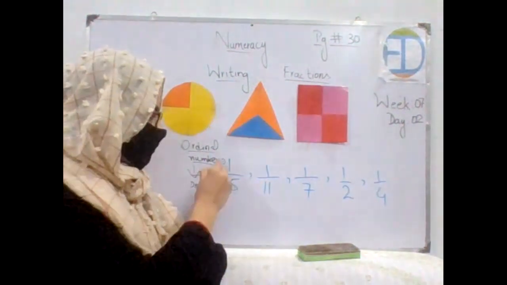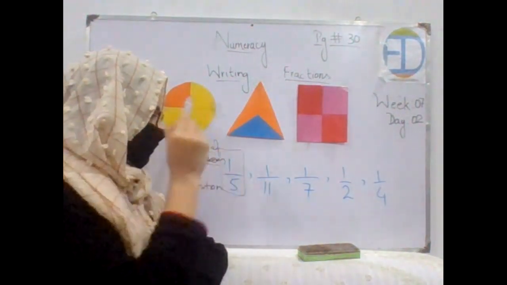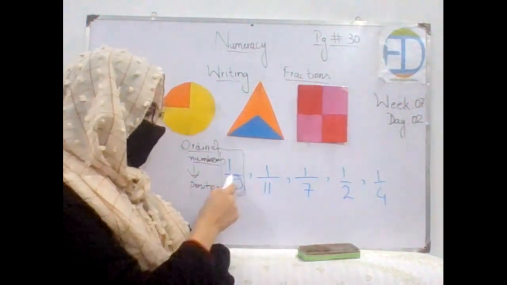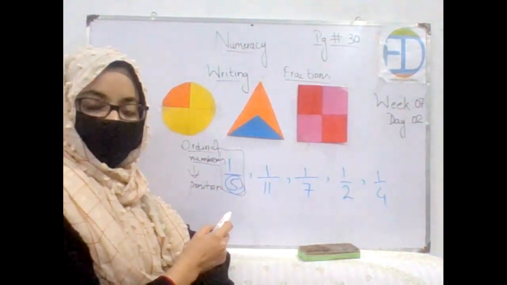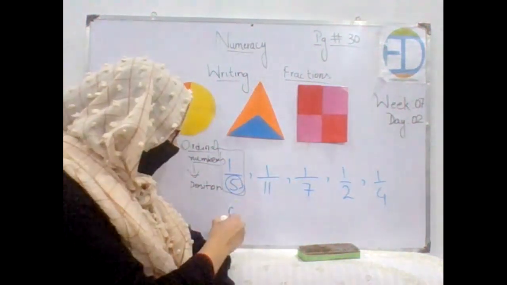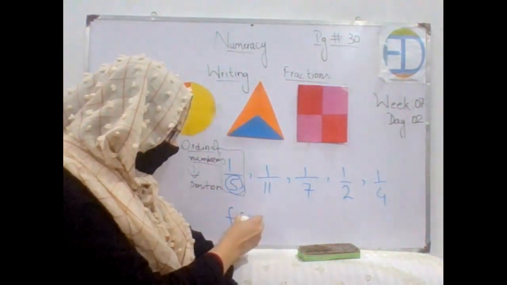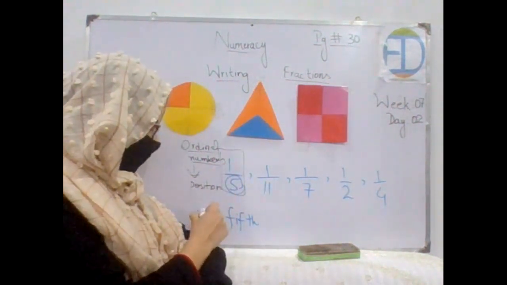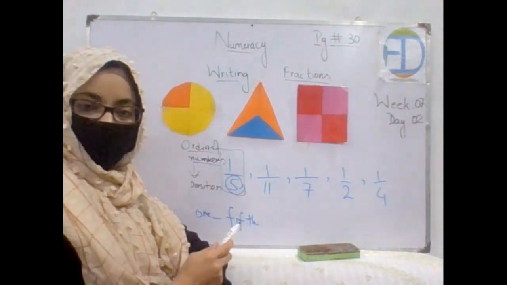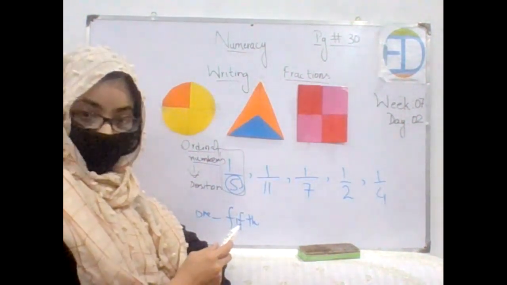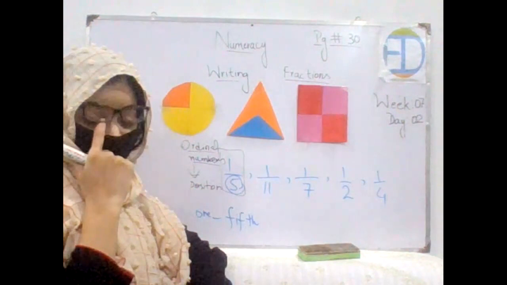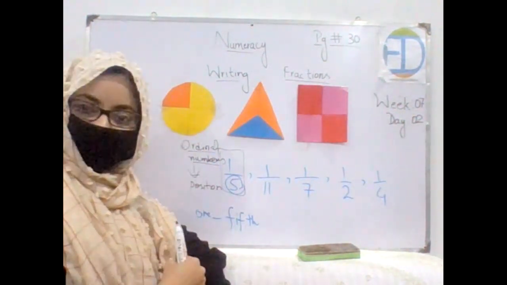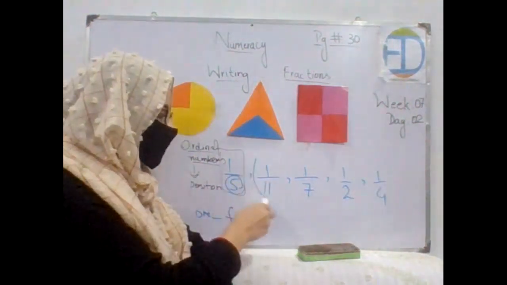Okay. Now look at this first one. Tell me, what is the ordinal number name for this number? How do we call it? Fifth. Very well done. And what will we do for this? We will attach 1 before it, right? So the number has become 1/5, right? And what are the other ways of calling it? 1/5, right? 1/5.